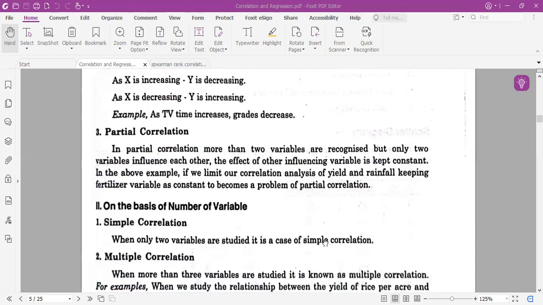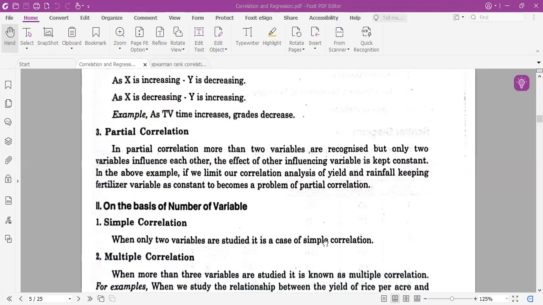Now next we have partial correlation. In partial correlation, more than two variables are considered, but only two variables influencing each other are considered. The effect of the third variable is kept constant. That means if you have three variables X, Y, and Z, Z may be considered as a constant, whereas X and Y are considered to be varying. In such cases, we call it a partial correlation. So partial correlation is a type of multiple correlation in which one of the variables is kept constant.